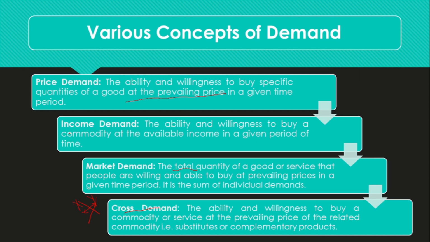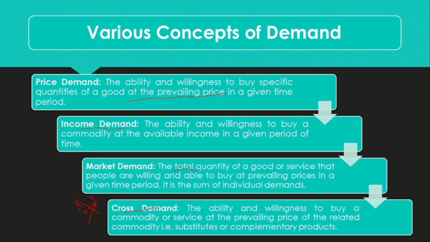Next is income demand. When we talk about income demand, it means you are creating a demand for a particular product at a given level of income. Then in the context of that income you are demanding something, and it is called income demand.